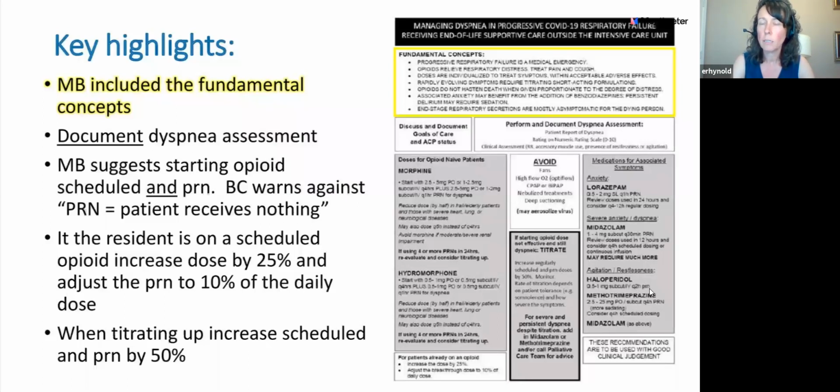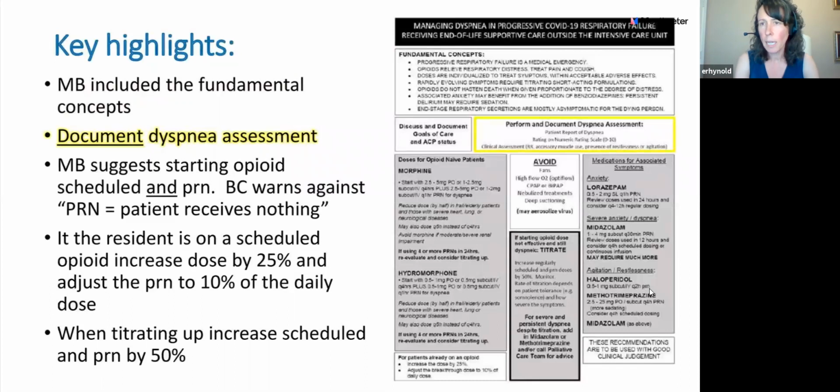Opioids relieve respiratory distress in addition to treating pain and cough. Doses are individualized based on treatments and acceptable adverse effects. Rapidly evolving symptoms require titrating short-acting formulas, so it really emphasizes that the short-acting preparations are the backbone of responding to the symptoms in a timely fashion. Opioids do not hasten death when given proportionate to the degree of distress. Associated anxiety may benefit from benzodiazepine, and end-stage respiratory secretions are most asymptomatic for the dying person. I'll just mention, this isn't specific to the personal care home setting, so we need to keep that in mind when looking at the things they recommend.